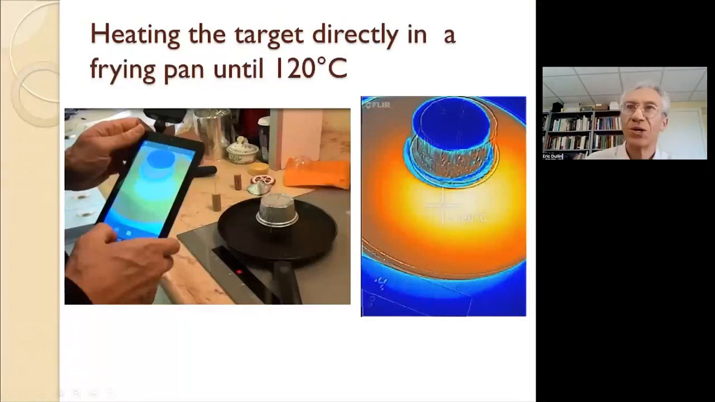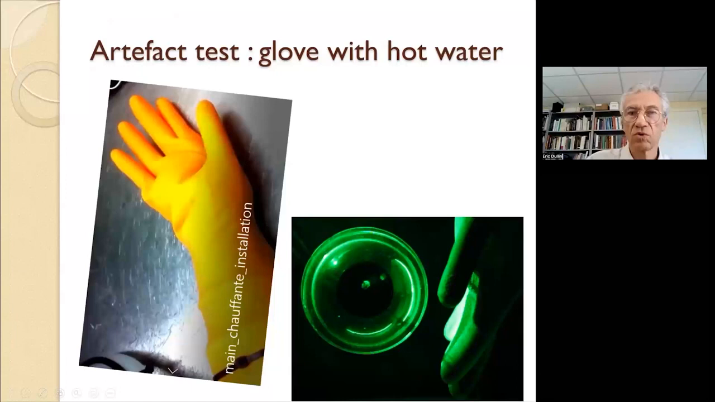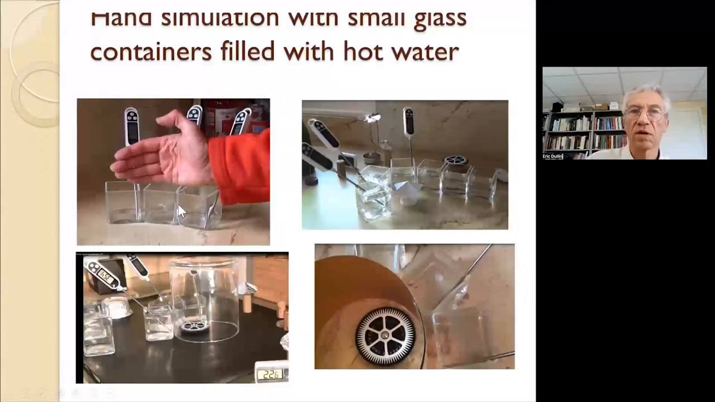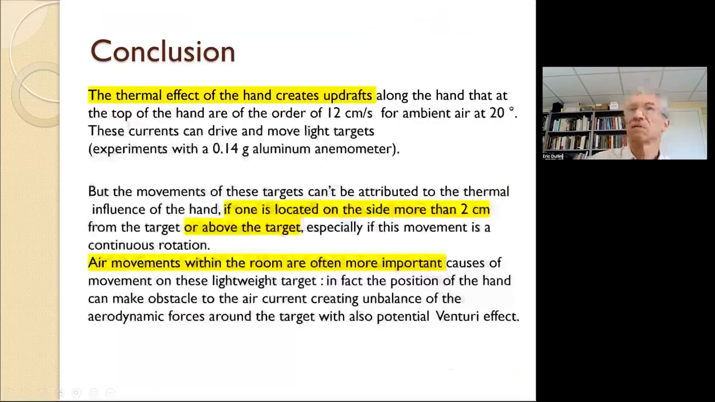We also tried to use a frying pan with infrared measurement of temperature. We used cork, which is good because it doesn't burn. And we showed that you can raise the temperature up to 120 degrees, and you don't get a real continuous rotation of the target. We also used gloves with hot water and saw what happens when we put the glove around the target. We didn't have any success with this. And we also used containers filled with hot water, at different temperatures, so we can simulate small temperatures at the fingertip, for example. And what we see finally is that the main factor is more the airflow inside the room than the thermal effect.